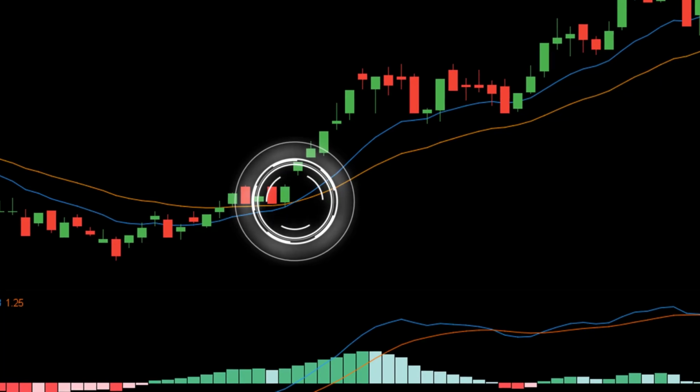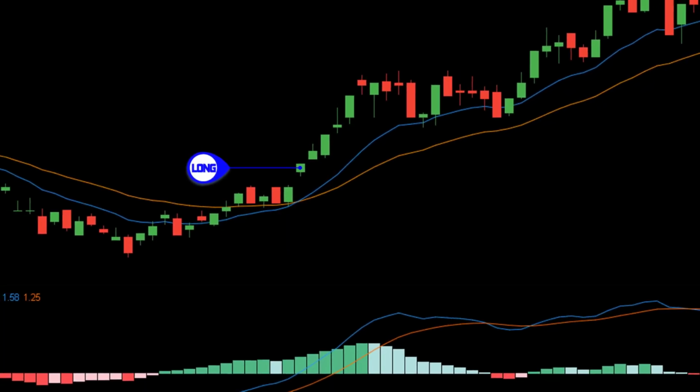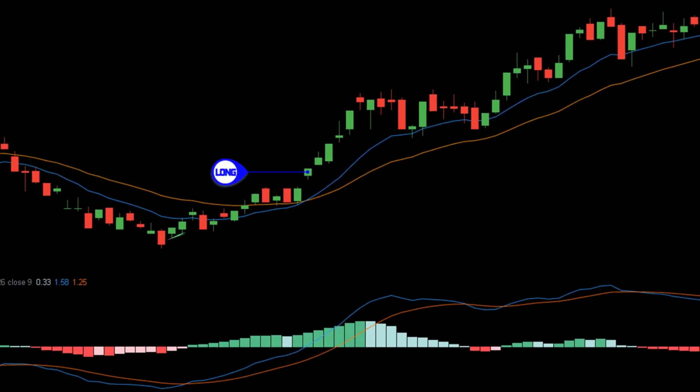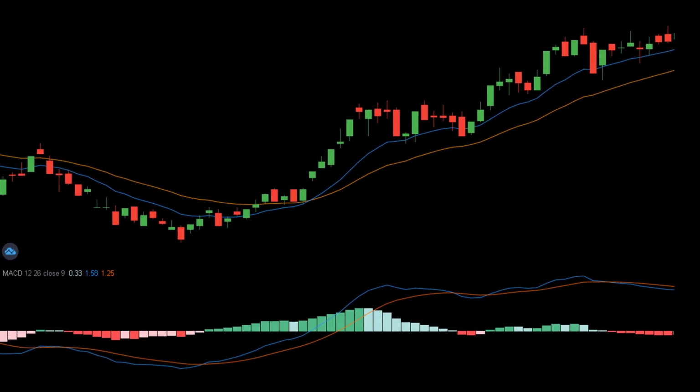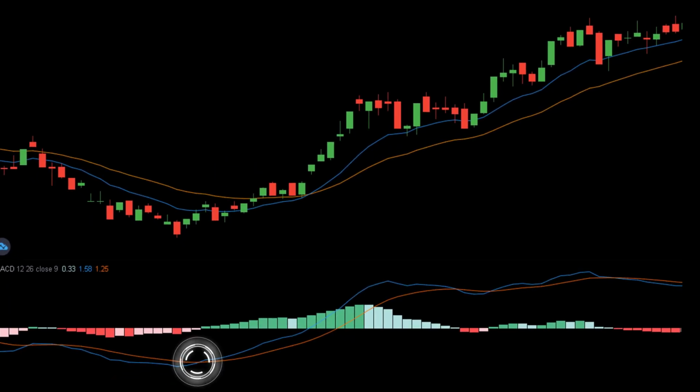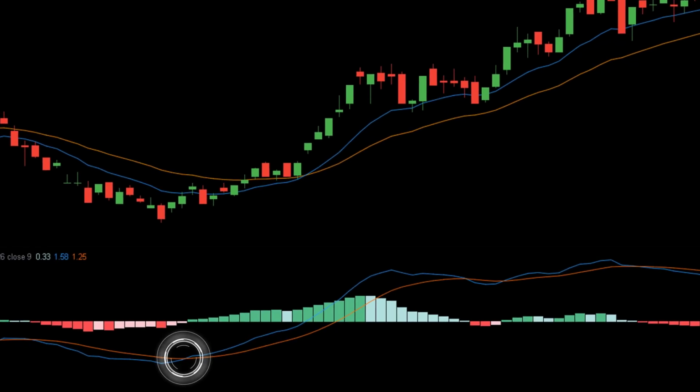Here's another example. The 12 EMA crosses above the 26 EMA right here, so you'd enter long on this candle. But again, the crossover happens after price has already made a strong move. On the other hand, the MACD crossover occurred right here, giving you a much better entry and a smaller stop loss.